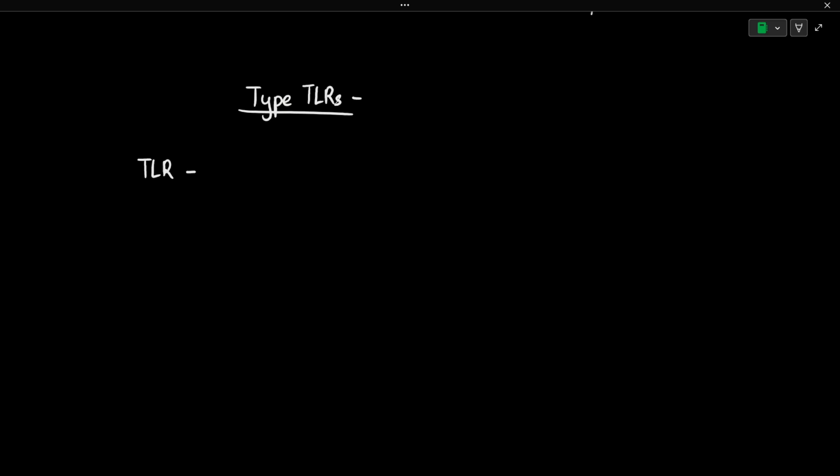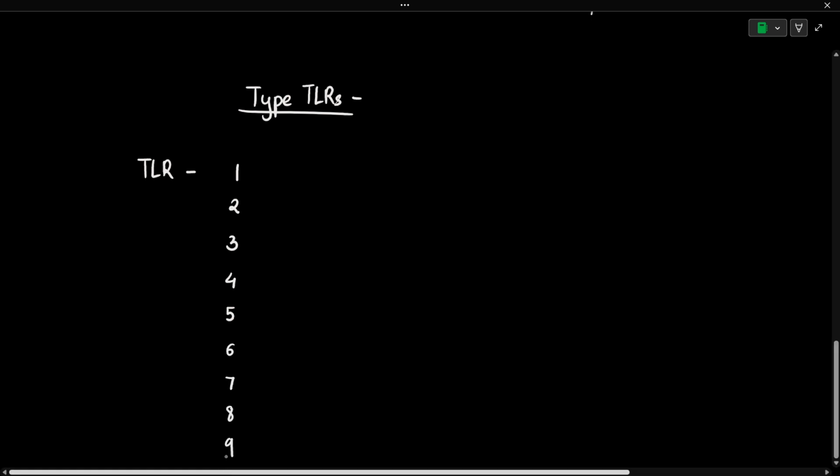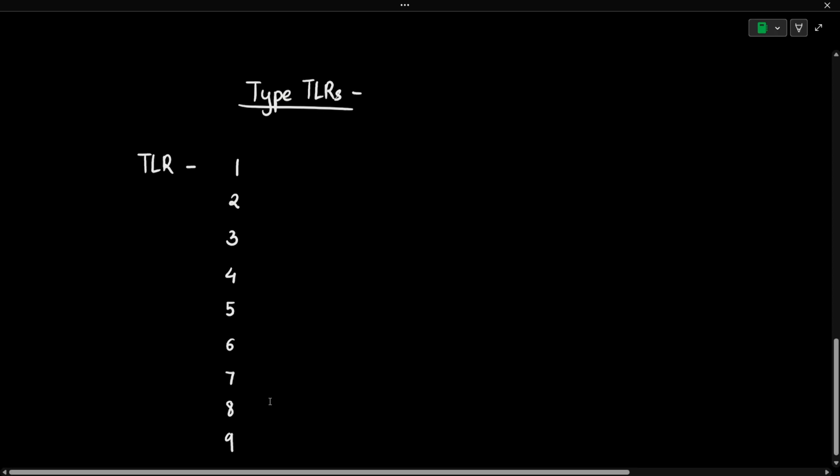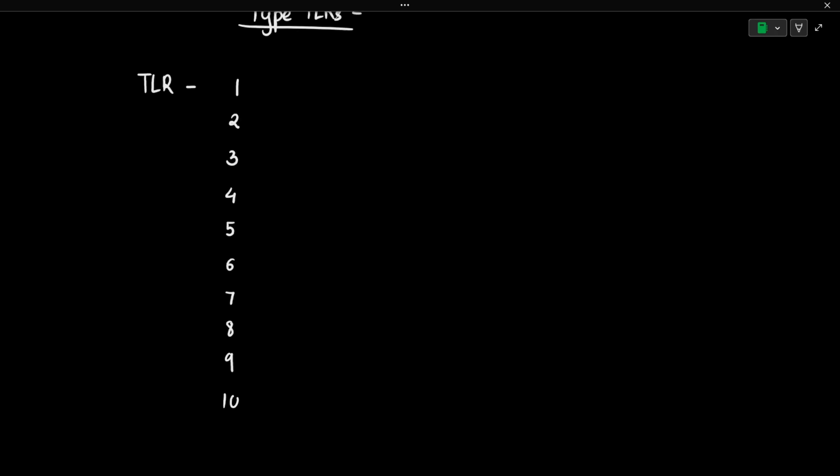For example, TLR1, TLR2, TLR3, TLR4, then there's TLR5, TLR6, TLR7, TLR8, 9, and 10. Okay, so these are different TLRs. These different TLRs are located in different positions. For example, TLR 1 and 2, both of them are present over the cell surface, so they are present on the plasma membrane.